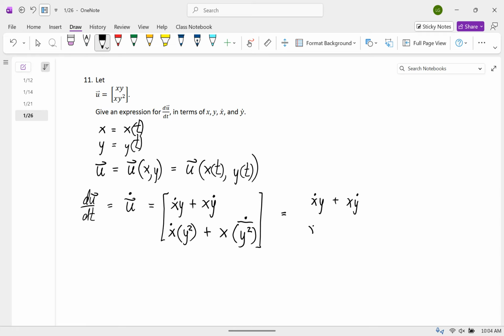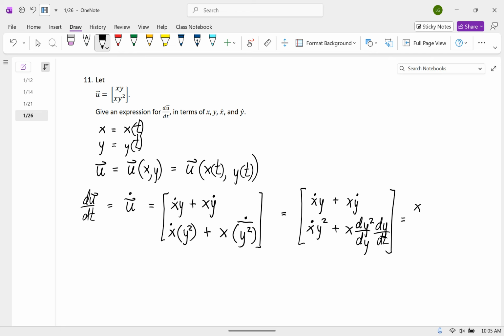Here we have x dot y squared, and then we have plus x times this thing. Well, what is the time derivative of this thing? Well, we can think of it as the time derivative of y squared with respect to y, I guess I'll write it out as dy squared dy times dy dt. That's what the chain rule says.